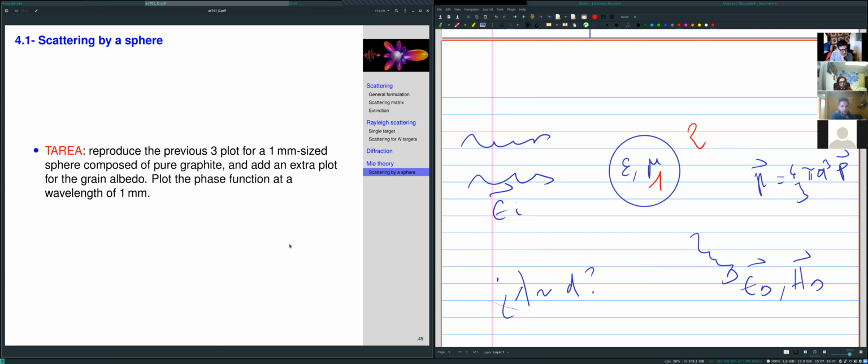Okay, so this simple homework is what I would really like you to do: reproduce these same plots, but for a 1 millimeter size grain composed of pure graphite, and compute the grain albedo, and plot the phase function at a wavelength of 1 millimeter. So this is the single homework, I think, from this whole chapter, which is the most important one, because in the end, this is the practical result of all we've talked about.